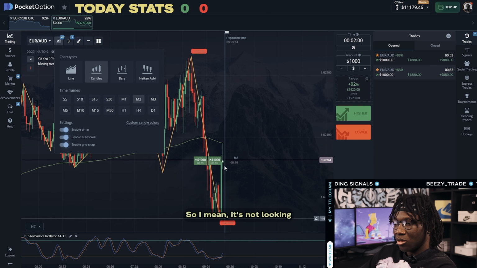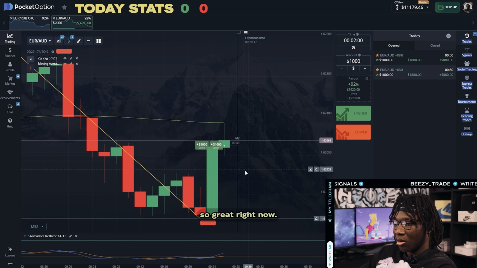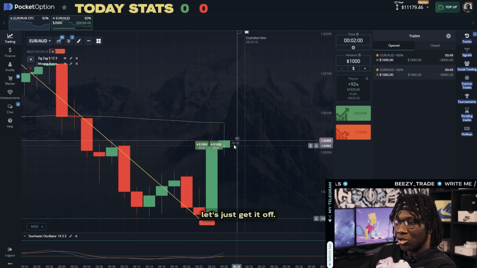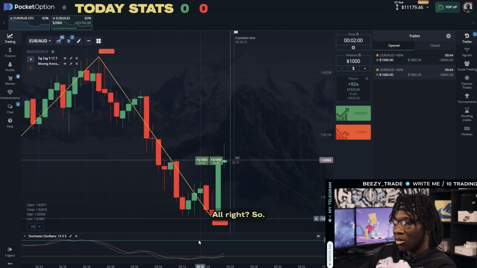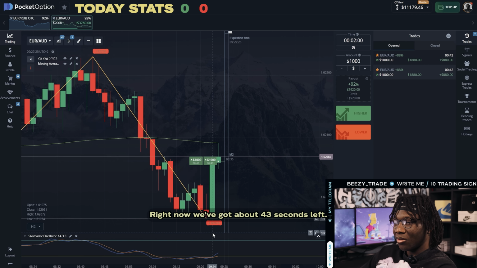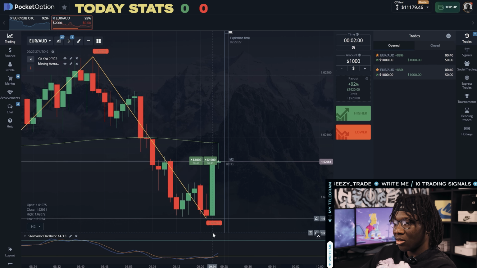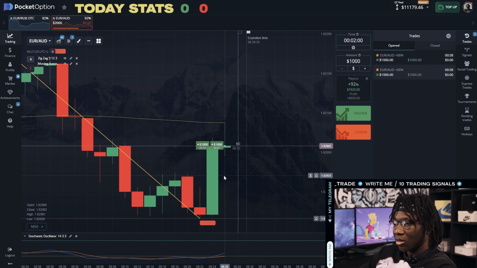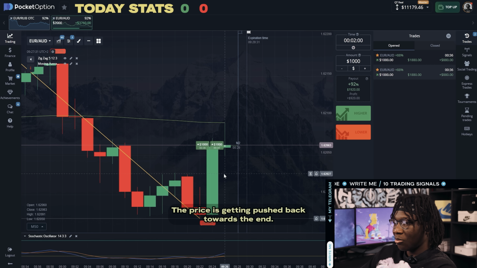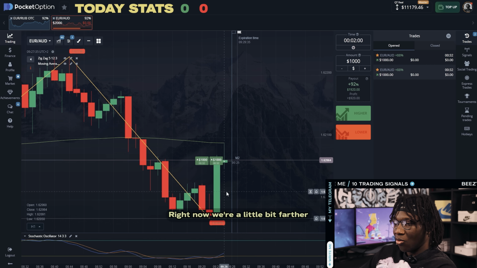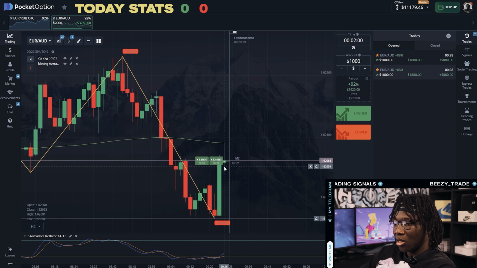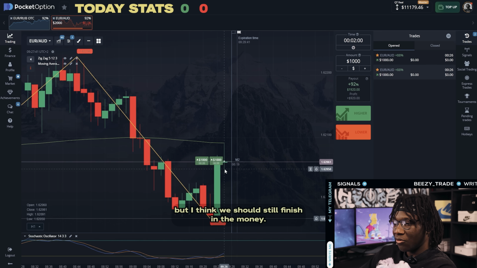So, it's not looking so great right now. Let's just get it off. All right, so right now we've got about 43 seconds left. Now we're getting a little bit of a pushback. The price is getting pushed back towards the end. Right now, we're a little bit farther from our 200 EMA, but I think we should still finish in the money.